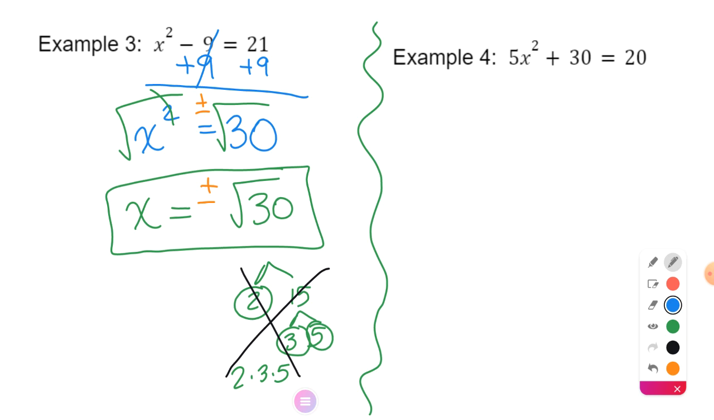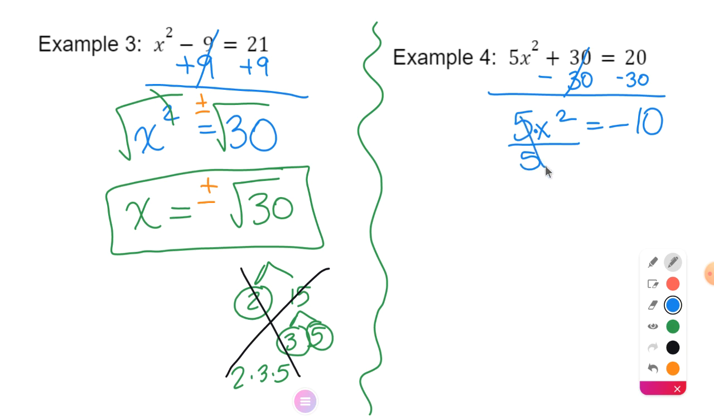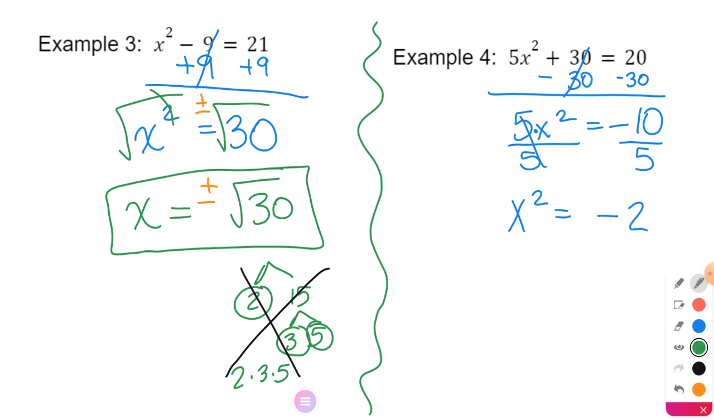All right, example 4. Again, get the x squared by itself. Subtract 30. 5x squared equals negative 10. Still trying to get x squared by itself, so that's multiply, I better divide. So x squared equals negative 2. All right, x squared is isolated, I take the square root.